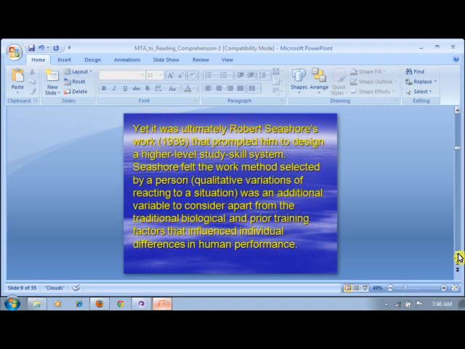Yet, it was ultimately Robert Seizur's work in 1939 that prompted him to design a higher-level study skill system. Seizur felt the work method selected by a person, or the qualitative variations of reacting to a situation, was an additional variable to consider apart from the traditional biological and prior training factors that influence individual differences in human performance.